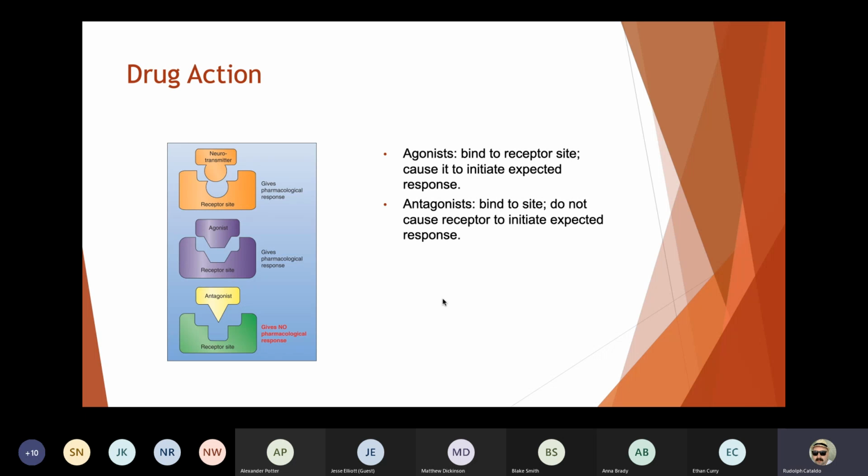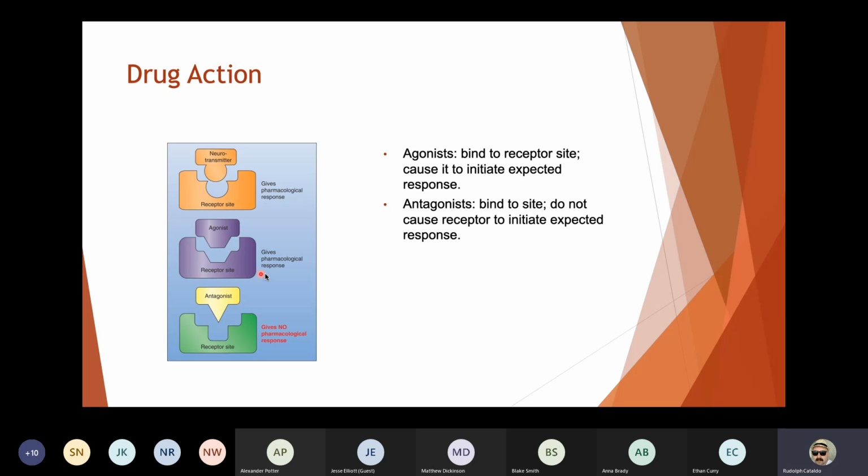When we talk about drug actions, we're looking at some receptor sites here on the left side. Where's my laser pointer? So if you look at this top one, we have a receptor site and we have a puzzle piece for a neurotransmitter that fits in it perfectly. That means that is a natural reaction, such as adrenaline. Our body is used to it. It has a receptor site for adrenaline.